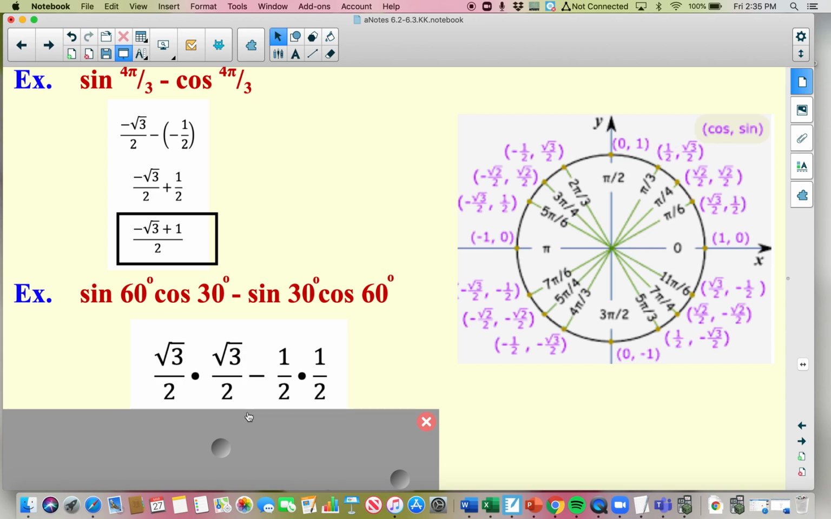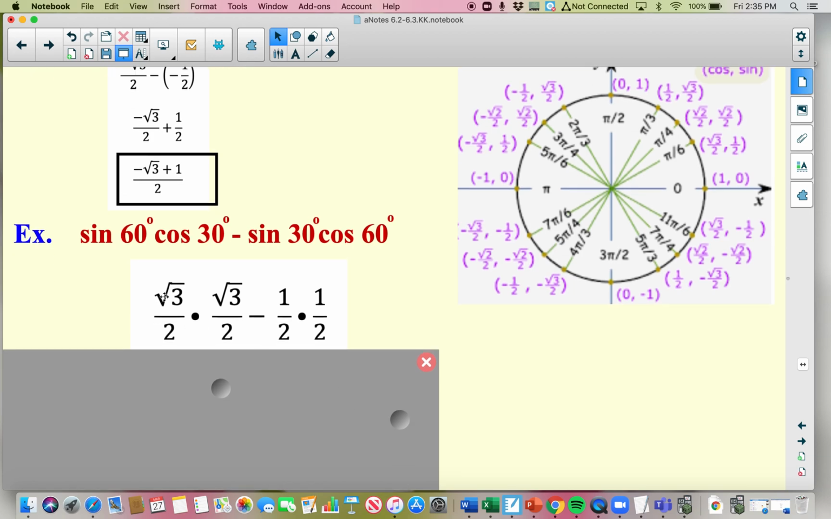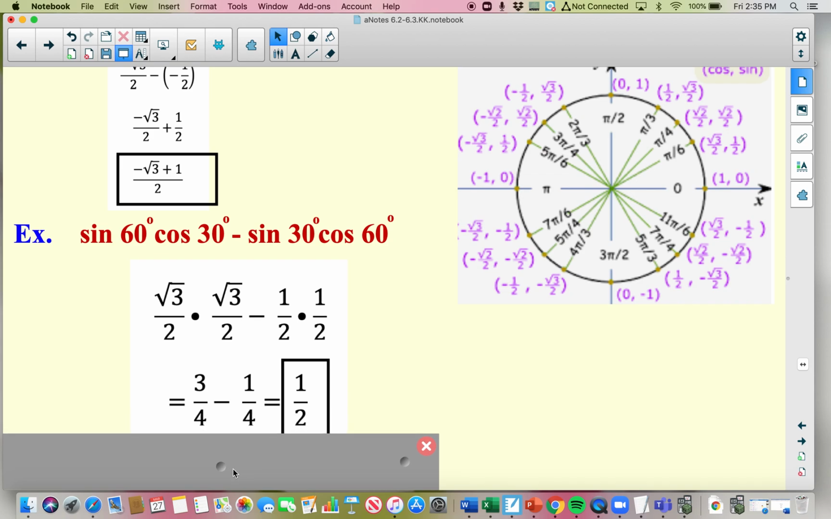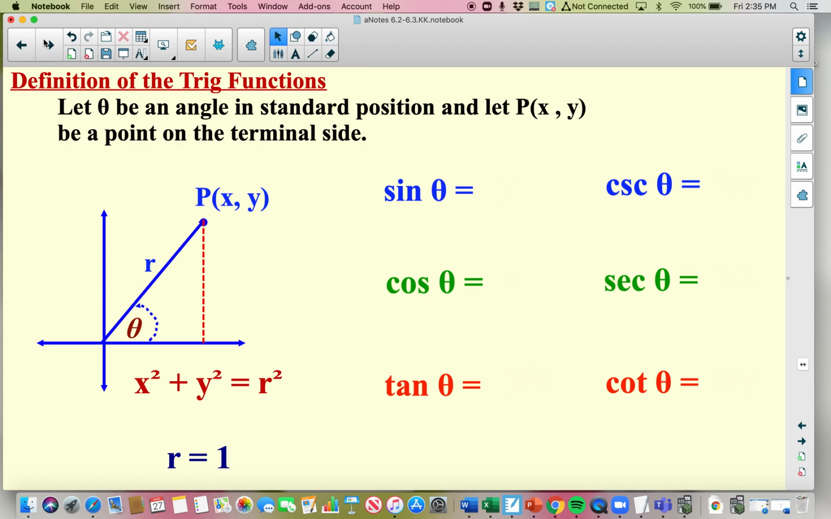So I have that all written out here. When you multiply, of course, the square roots cancel out, and you multiply 2 times 2, so I get 3/4. 1/2 times 1/2 is 1/4, and 3/4 minus 1/4 is 1/2. And that's it. So you'll do some just basic evaluations, making sure that you're comfortable with finding these angles on the unit circle.